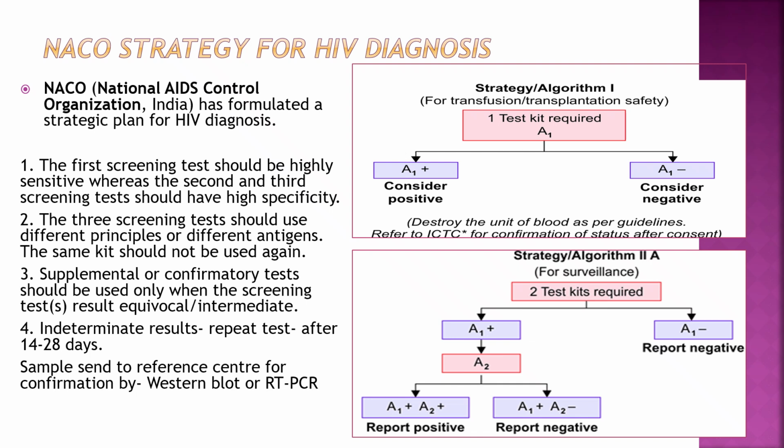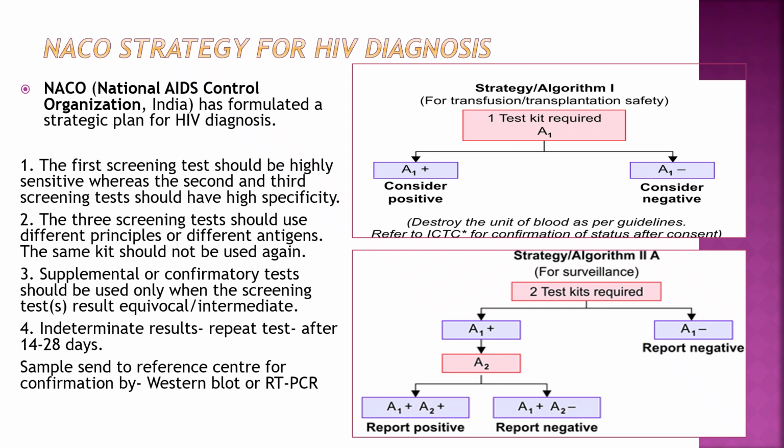NACO strategy for HIV diagnosis. NACO, National AIDS Control Organization, India, has formulated a strategic plan for HIV diagnosis. There are some points. First, the first screening test should be highly sensitive, whereas the second and third screening tests should have high specificity. The three screening tests should use different principles on different antigens. The same kit should not be used again. Supplemental or confirmatory tests should be used only when the screening result is equivocal or intermediate.